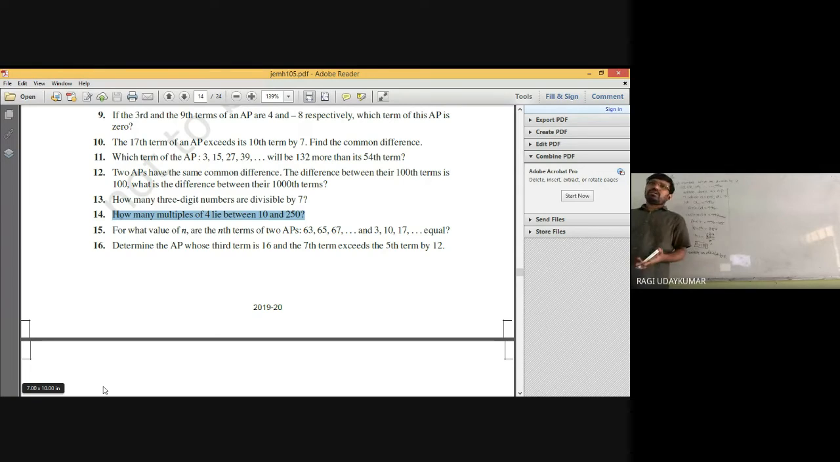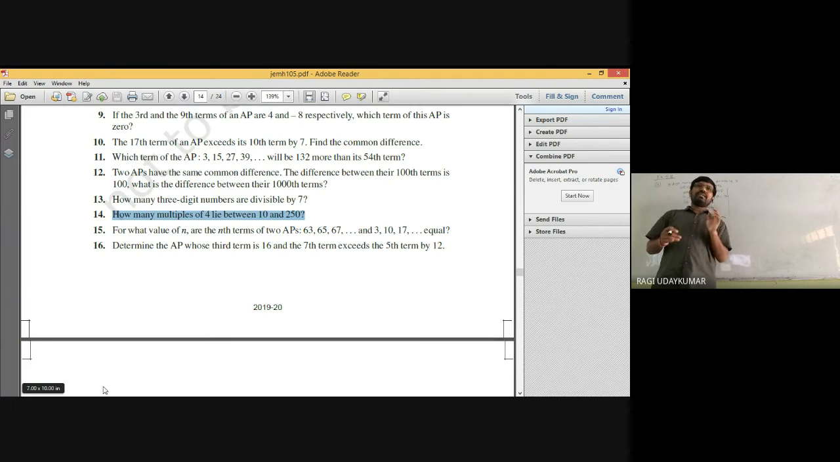Multiples of 4 that lie between 10 and 250. See here, whenever a question is given to you with between, or from and to, be careful. From and to means the two numbers should be included. Between means the two numbers should not be included.